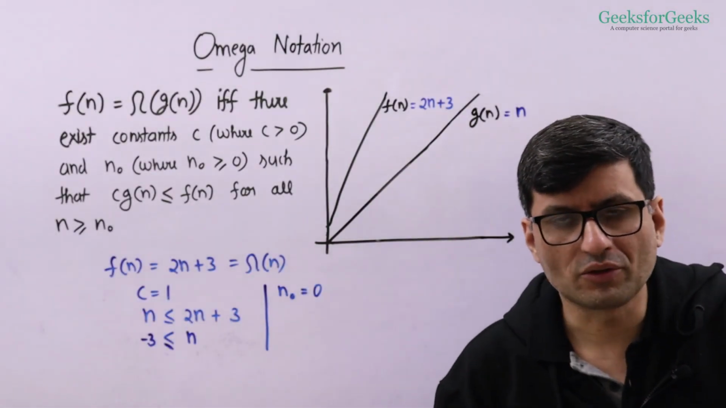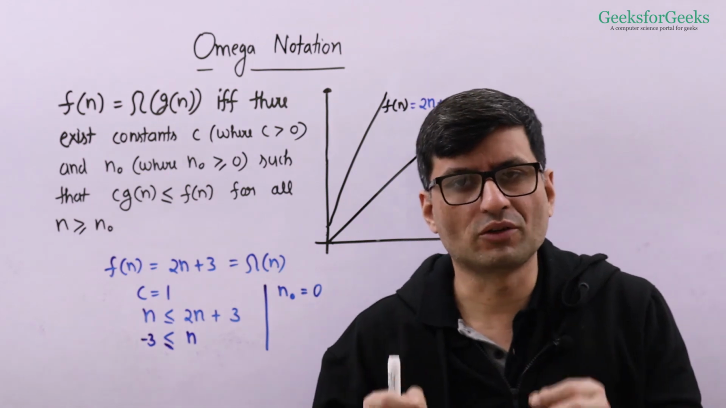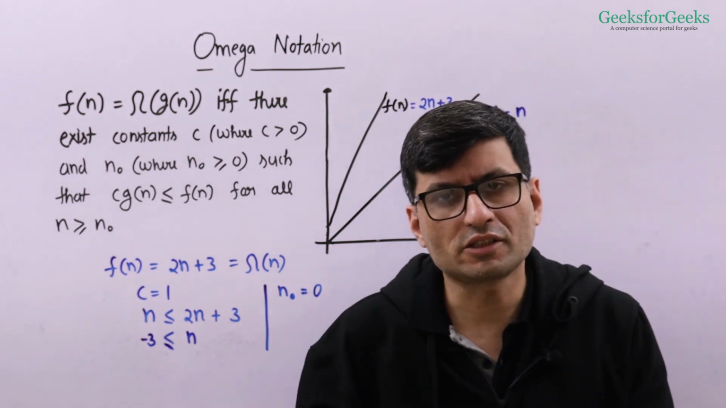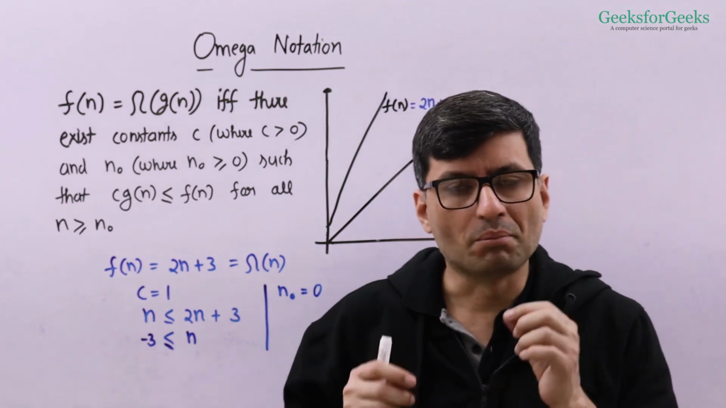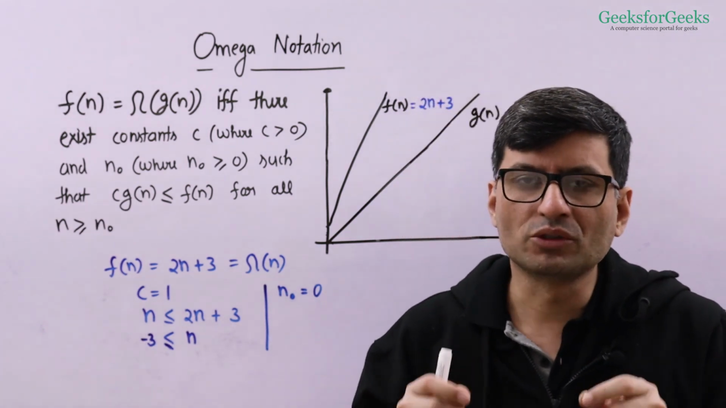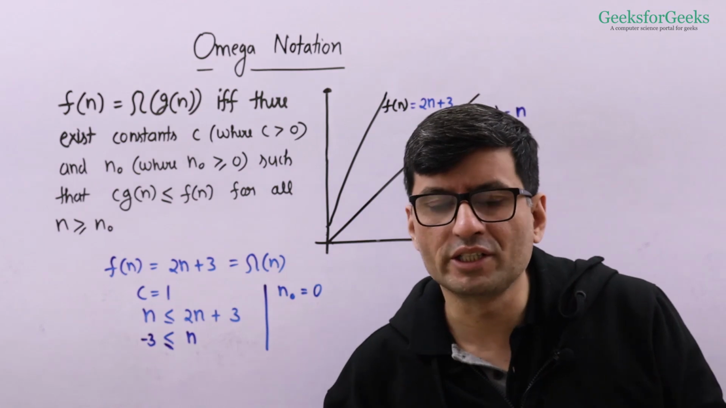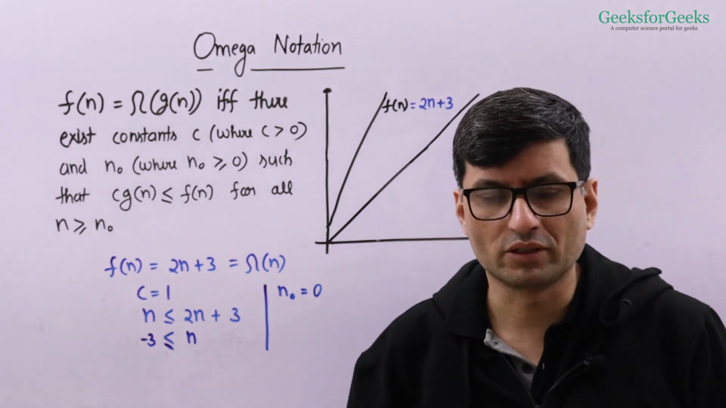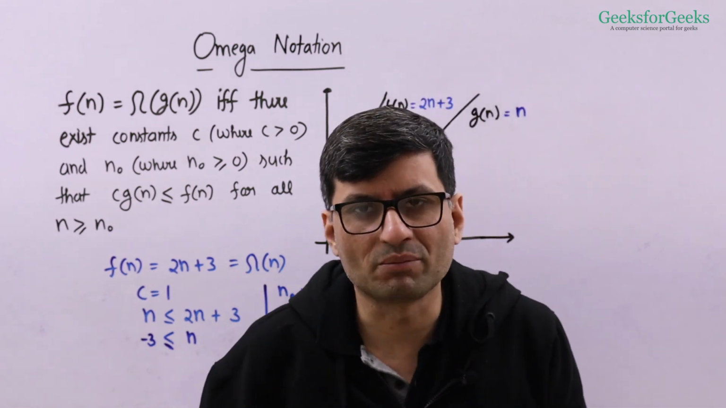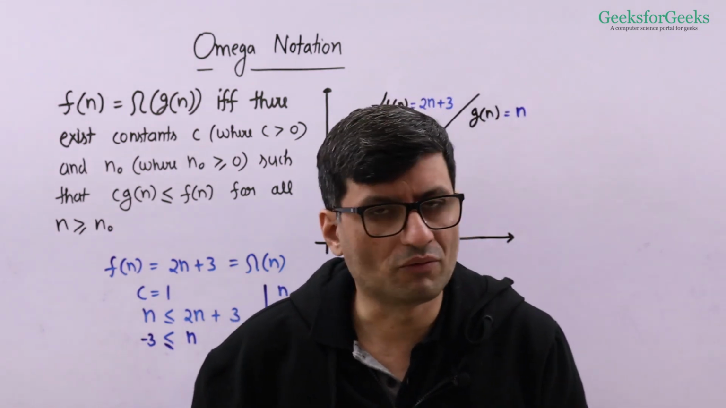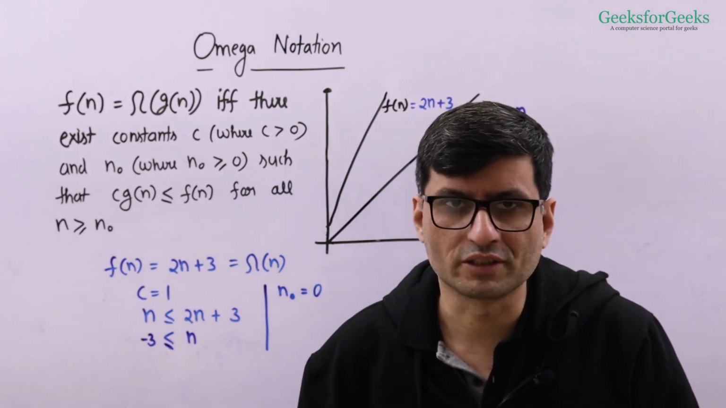Let's now talk about omega notation or big omega notation. This is opposite of big O. Big O notation is mainly used when you have an upper bound, and big omega notation is mainly used when you have a lower bound. Let's consider an example to understand application of big omega notation.